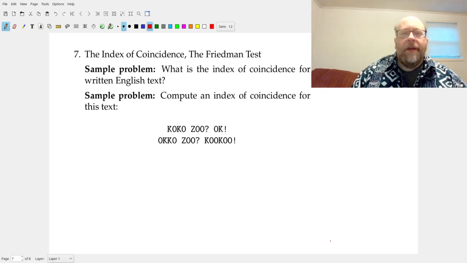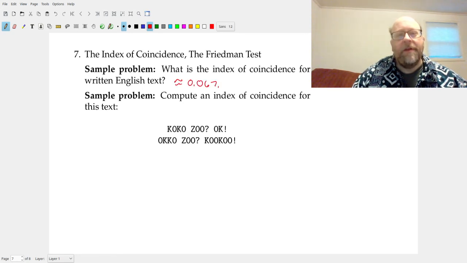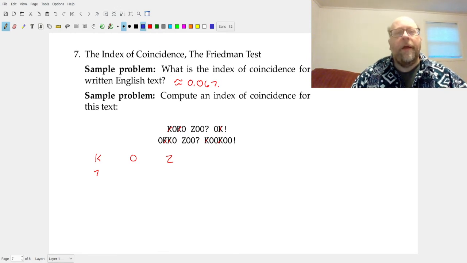Let's look at number 7. What is the index of coincidence for written English text? Approximately 0.067. Let's try an index of coincidence for this text. So we have 3 letters. K shows up 1, 2, 3, 4, 5, 6, 7 times. O shows up 1, 2, 3, 4, 5, 6, 7, 8, 9, 10, 11, 12, 13 times.